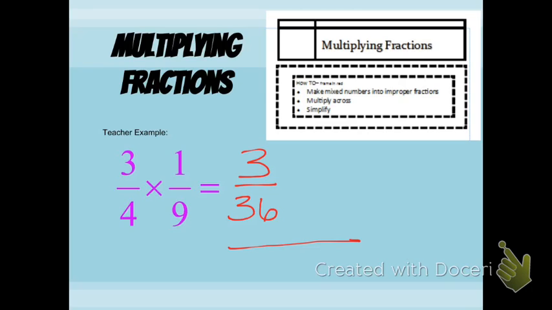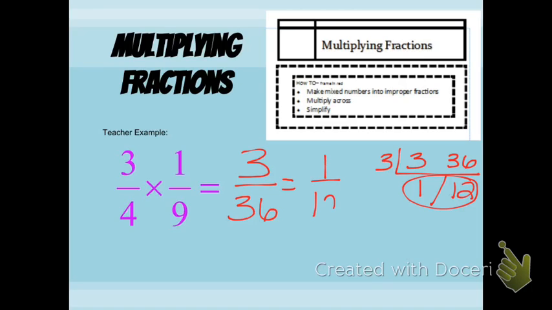So I'm going to make the cake over here, 3 and 36. What common factor do they have? 3. It goes 1 and 12. So our reduced fraction is 1/12. That's it. Those are all the steps. Okay? Now let's do one of these together.